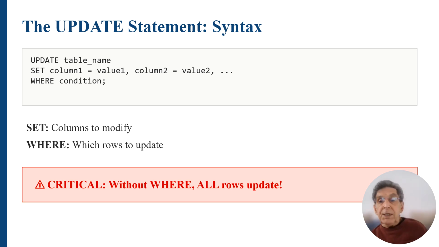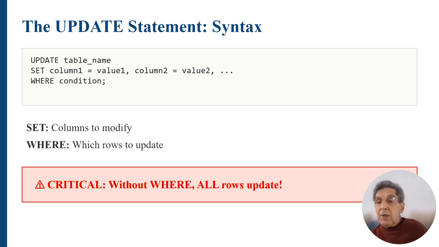Now let's move to the UPDATE, the command for modifying existing records. The syntax is straightforward, has three parts. The UPDATE keyword, then specify which table. The SET specifies which columns to change and their new values, and WHERE specifies which rows to modify. The SET clause can update one or multiple columns separated by commas. You specify the column name, an equals sign, and the new value.